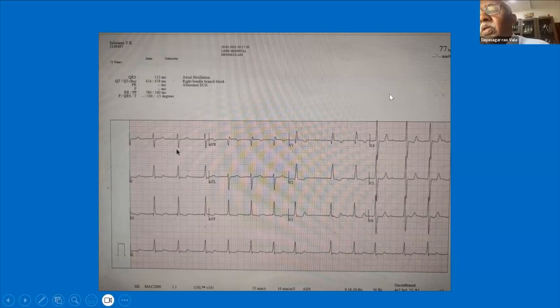Any comment on V5 and V6? Deep S waves in V5. What is the significance of that QR pattern in V1? Severe pulmonary hypertension. How do you know there is pulmonary hypertension looking at the ECG?